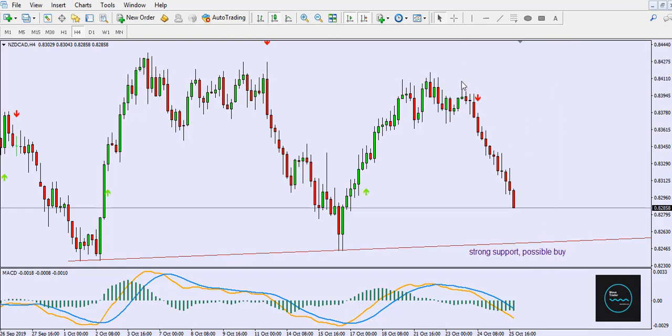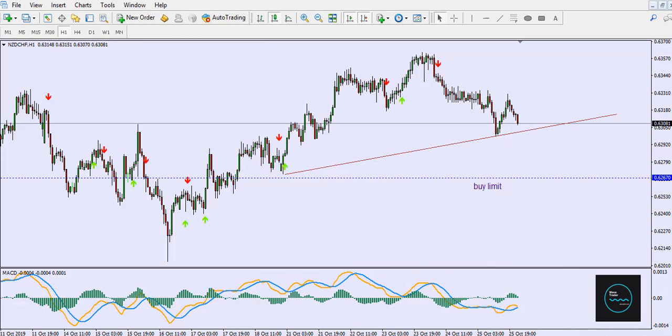I prefer to wait, and if that doesn't happen, then I have to wait for this trend line to be broken, and if that happens, then I'm looking at a possible sell trade. So that's just the take on the New Zealand card. There's no need for you to stress your brain about that one.